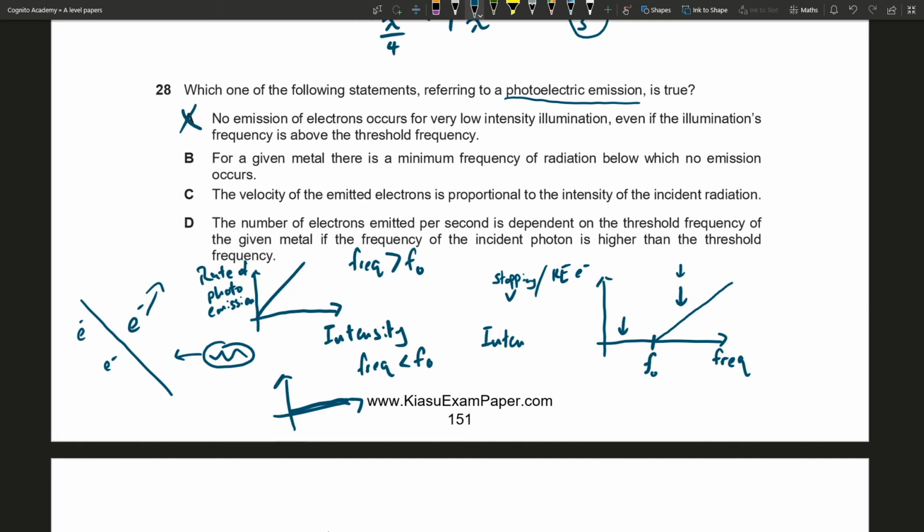That is the pretty shocking thing that he found, which is basically what this graph means. So below a certain frequency, there will be no emission regardless of the intensity at which you shone the light on the metal.